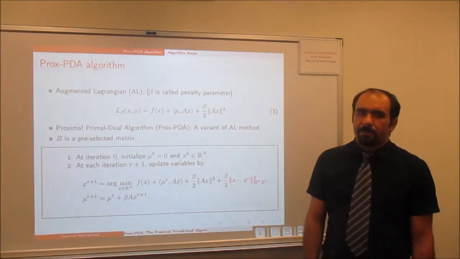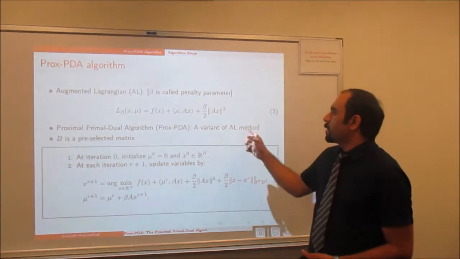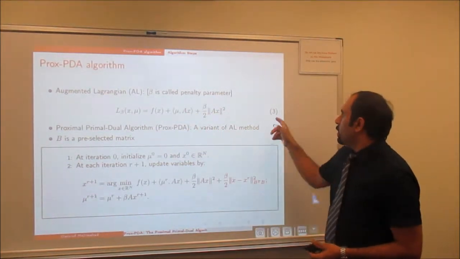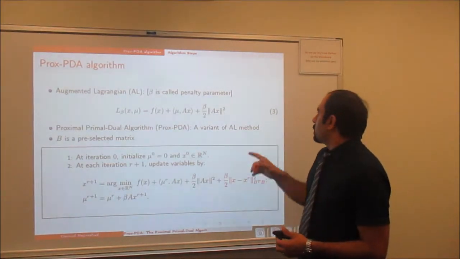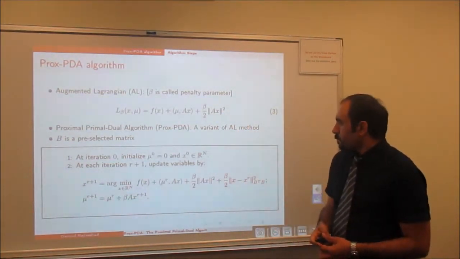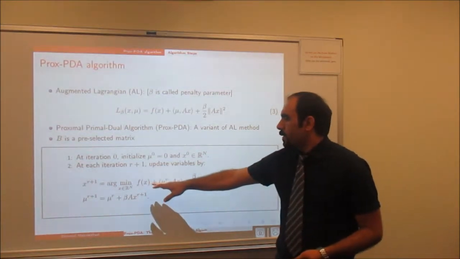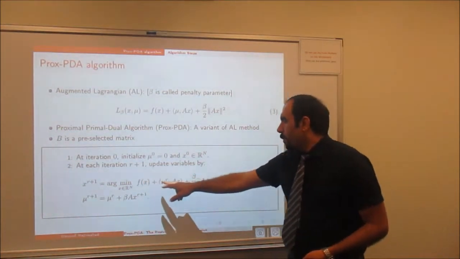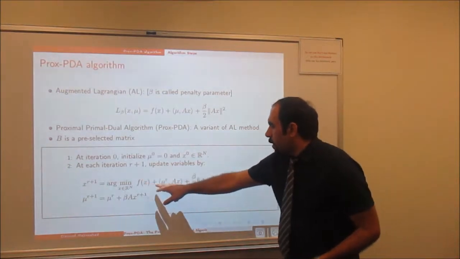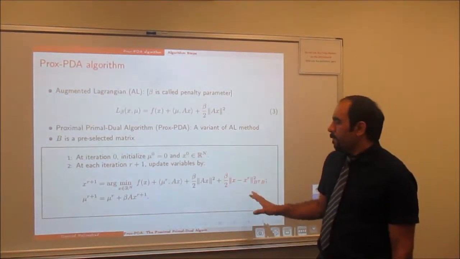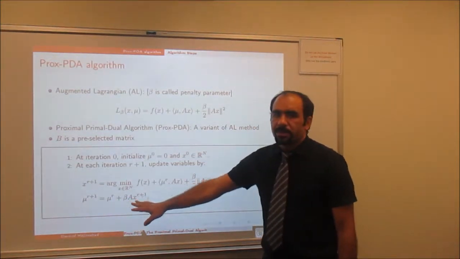So here is the algorithm. The algorithm is an augmented Lagrangian based algorithm. We define the augmented Lagrangian in relationship 3. And here is the algorithm. This is a primal step and this is a dual step. In the primal step, we minimize the augmented Lagrangian plus a proximal term. And here is the dual step.